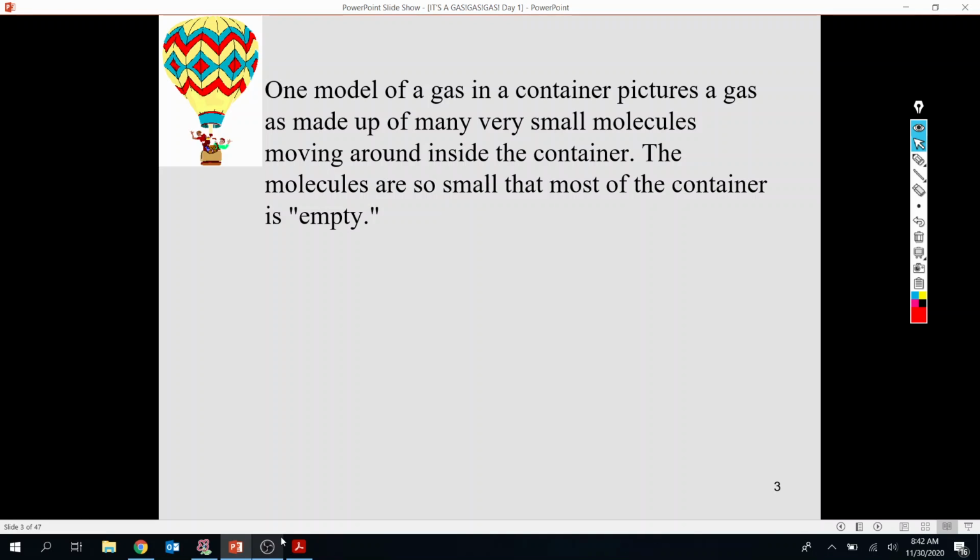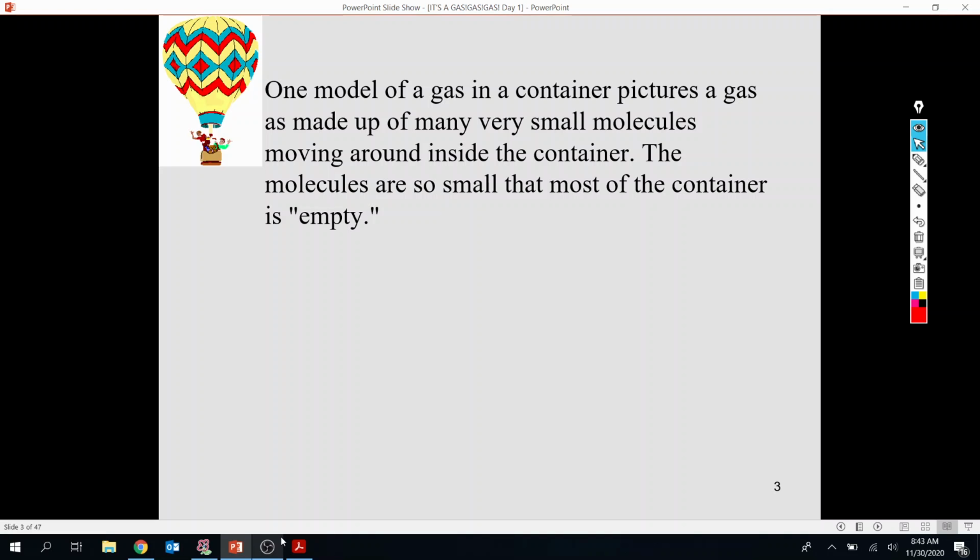And so this slide talks about what we had just discussed. That one model of a gas pictures a gas as made up of very small molecules moving around inside a container. And the molecules are so small that most of the container, and now this is true, most of the container is actually empty, in the sense that the only part of the container that's actually taking up any space is the actual little molecules.